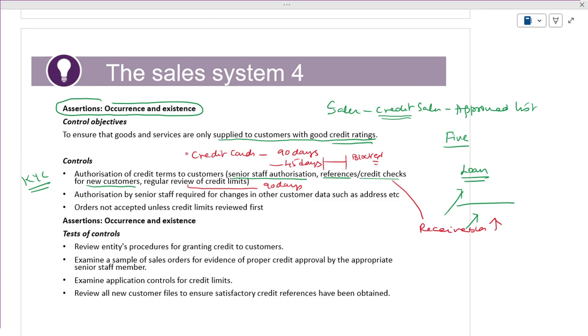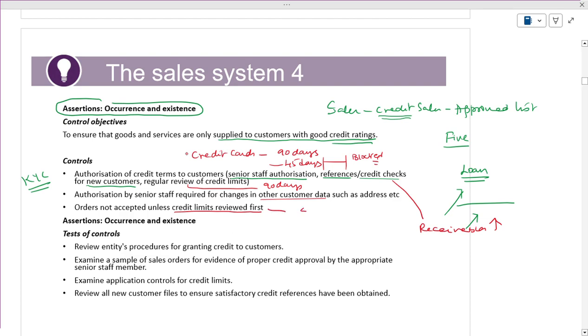These are the controls. Authorization by senior staff for changes in customer data. Any data to be changed, you should have an authorization. You cannot change the customer data; only authorized people are supposed to do this. Orders not accepted unless credit limits are reviewed first. What are the three controls? Authorization of credit terms to the customers. Authorized staff should modify or make changes to customer data, and orders should not be accepted unless the credit limit is reviewed.